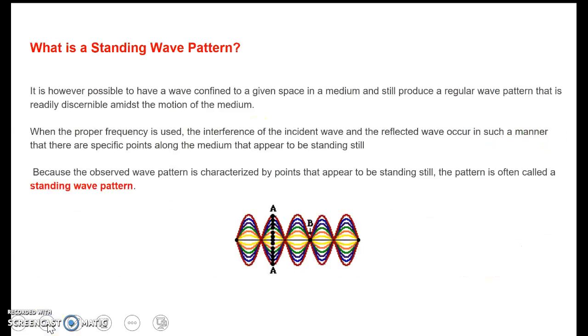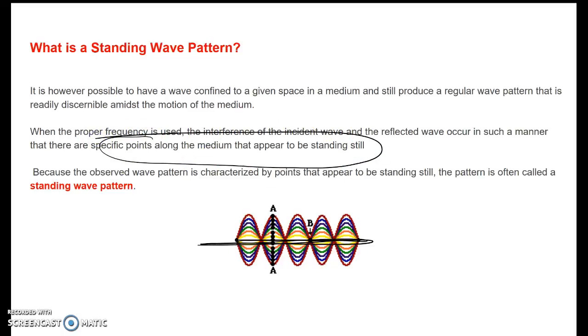Now, what is a standing wave pattern? It is possible to have a wave in a medium and still produce a regular wave pattern that is discernible amidst the motion of the medium. So when we have a proper frequency, we can have waves that reflect and bounce and interfere, okay? And we can have interference in such a manner that there are points along the medium that appear to be standing still. So it's like if all these different colored waves met at a point where their frequencies were right, what we'd see is all these particles would appear to be standing in one spot, and we call it a standing wave. So a standing wave is where interfering waves meet to produce a regular wave pattern. That is, we cannot tell that there's more than one wave in that medium.